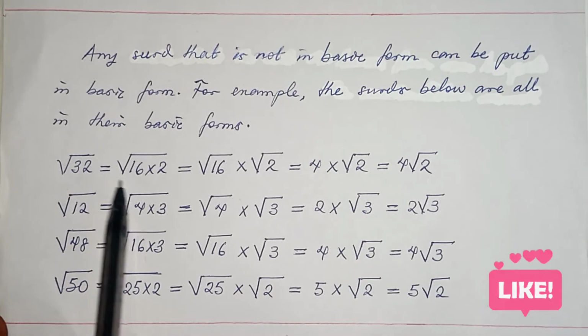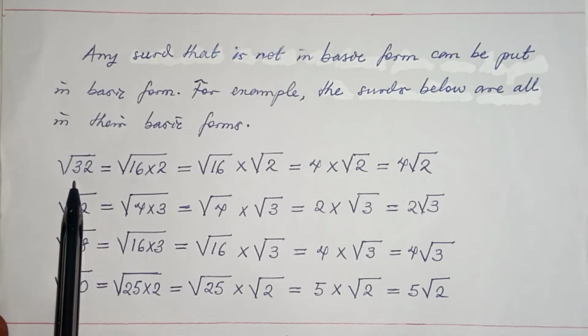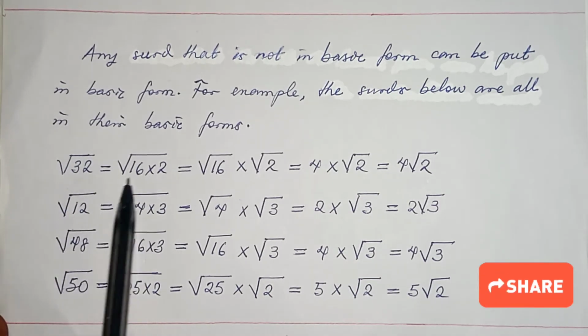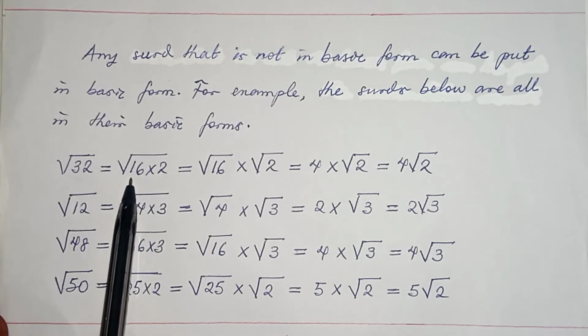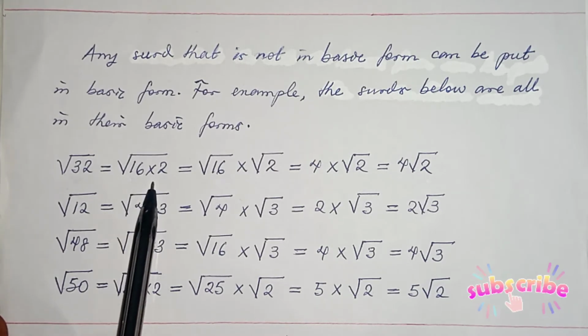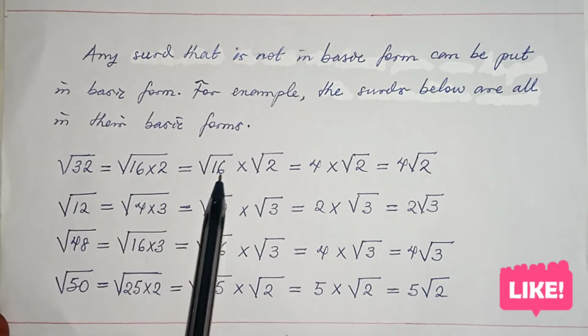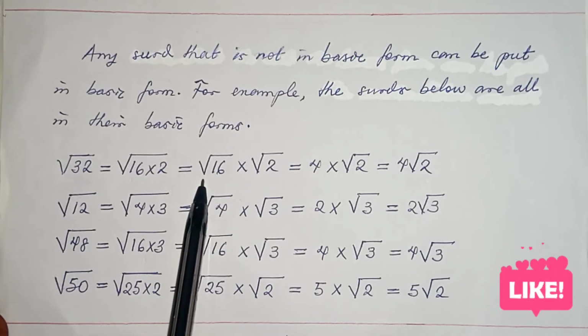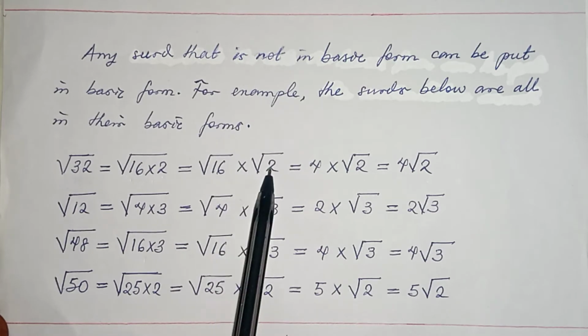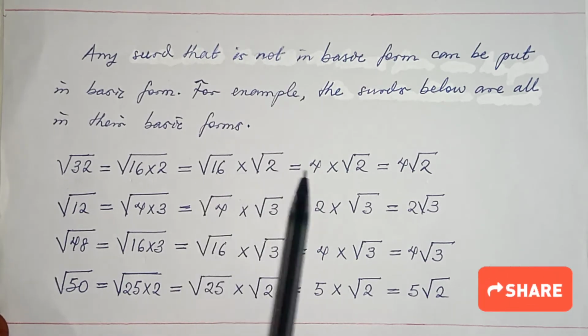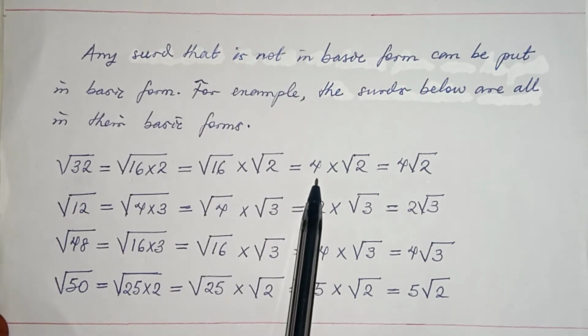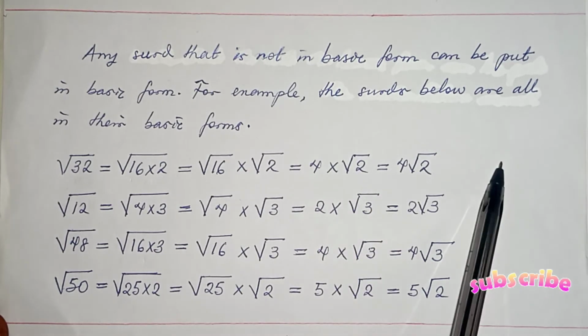all you have to do is to write that number, the rational number under the root, as a product of two numbers, such that one of those numbers is a perfect square and the other is not. So now I have written 32 as 16 times 2. By the rule of surds, this becomes root 16 times root 2, and root 16 gives you 4, so that becomes 4 times root 2, which is 4 root 2.